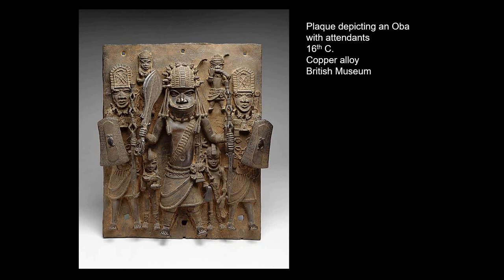So here we have a number of Benin plaques. These are plaques made out of copper alloy. Again, lost wax casting technique. And you can see, because they have nail holes, that these plaques would be attached to the buildings and the structures. And many hundreds of these plaques were stripped off the buildings and brought to European collections.